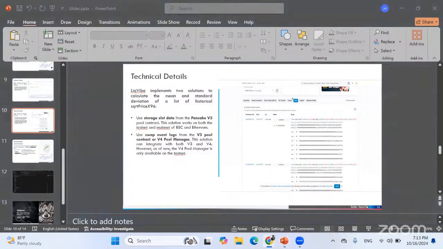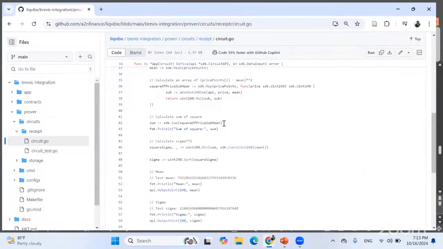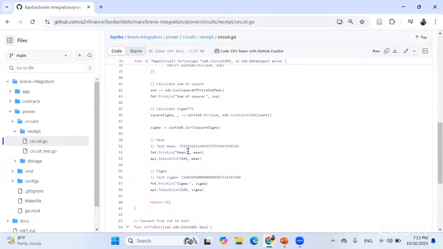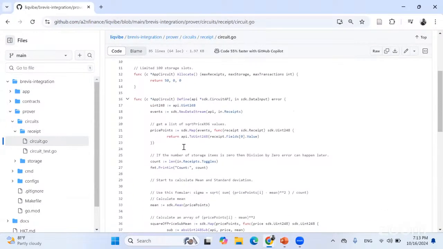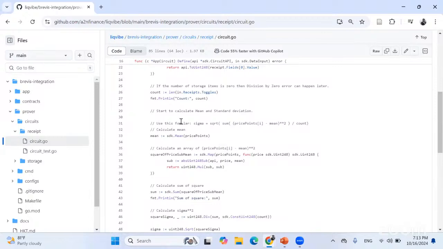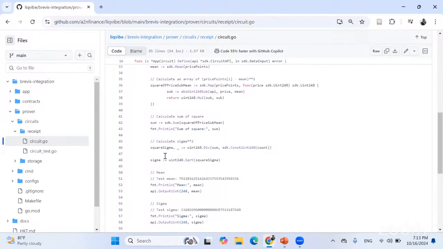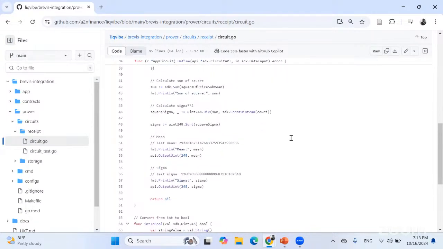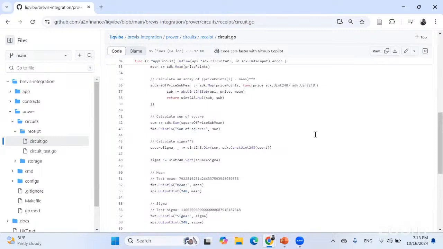I will show you some code in here. You can see in the circuits that go receive. We use the SDK in the circuits to calculate the price, mean and sigma. Sigma is corresponding to standard deviation. Okay, I see.